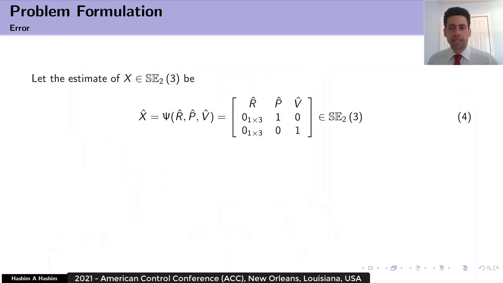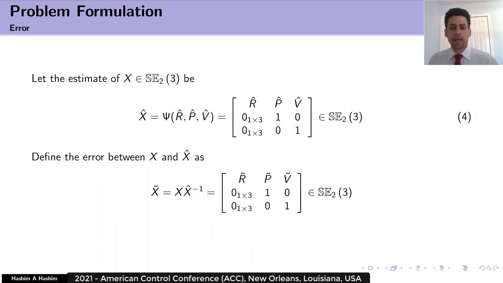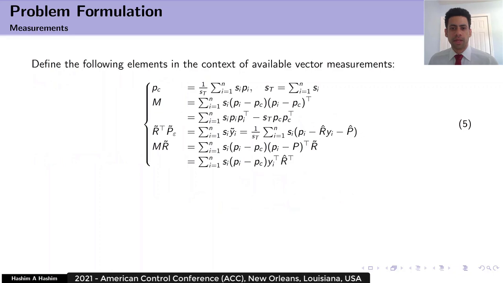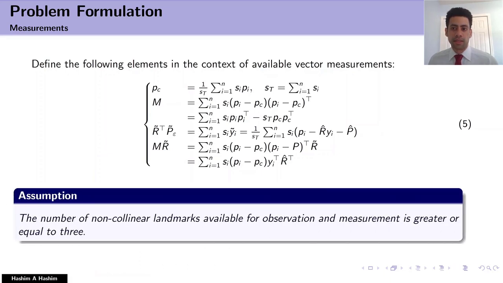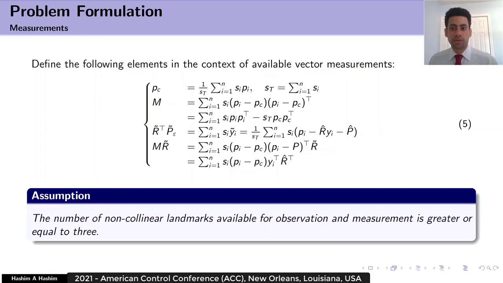Let the estimate of x be as shown here. And let us also define the error between x and x hat as follows. Finally, let us define the following elements in the context of available vector measurements. It is necessary to assume that the number of non-collinear landmarks available for observation and measurements is greater than or equal to 3.